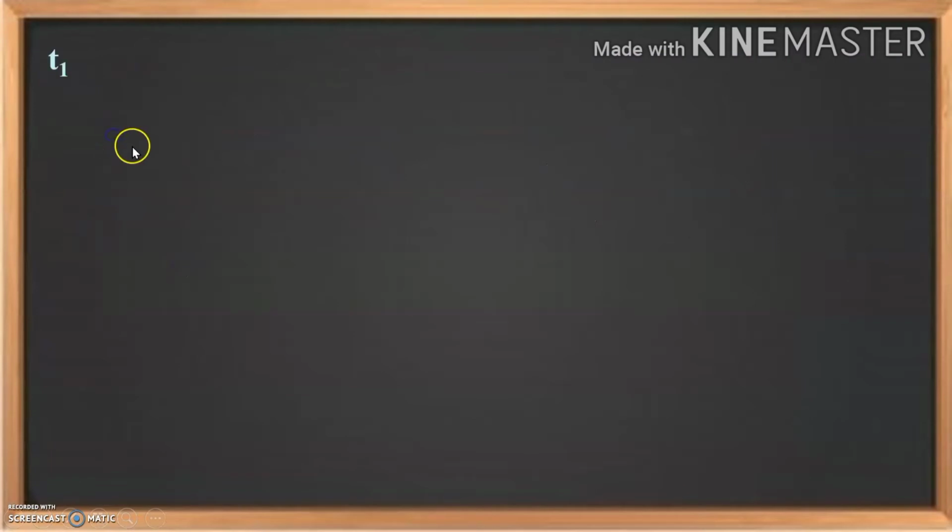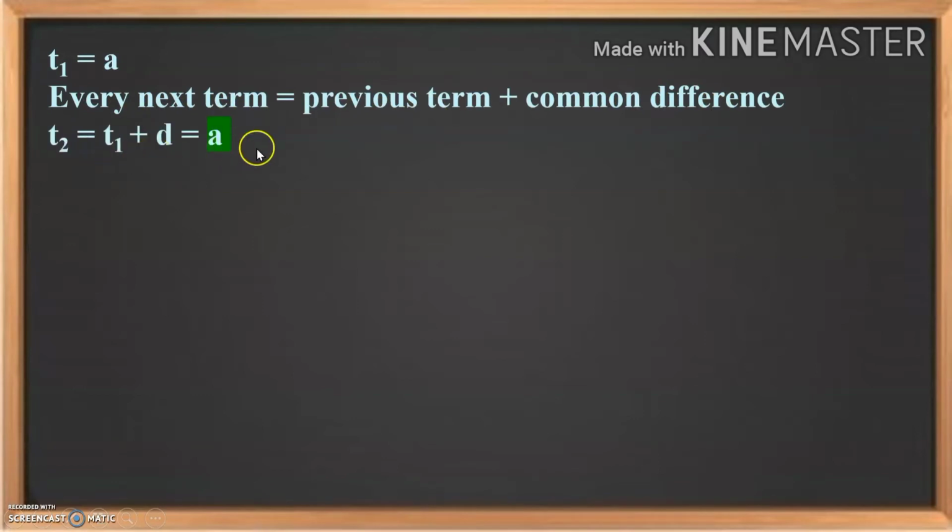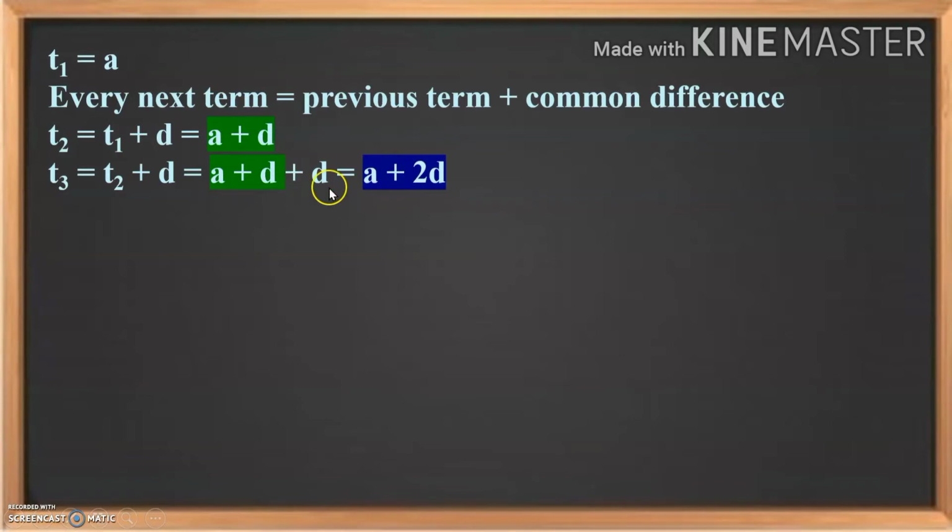We know that T1 is equal to A, and how do we get every term in an AP? Every next term will be equal to the previous term plus the common difference. So T2 will be equal to T1 plus D, equal to A plus D. Now T3 is equal to T2 plus D, which is equal to A plus D plus D. So it will be equal to A plus 2D. This D and D will get added and you will get 2D.